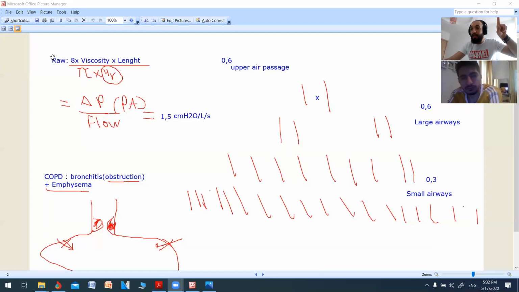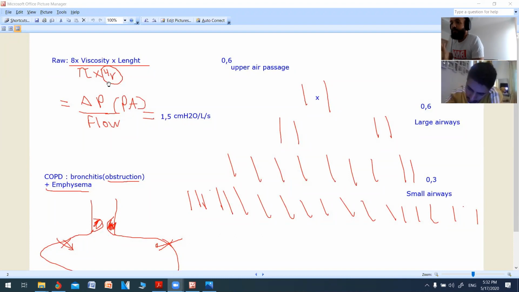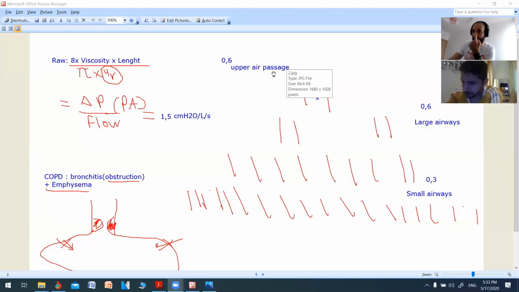So you will increase the resistance. Is it clear? Yeah. That is the most important factor. You will know that most of the resistance the air will face is in the upper air passage, meaning mouth, nose and larynx, and in the large airways, trachea and bronchi. So in the large airway, you have a high resistance. You understand?